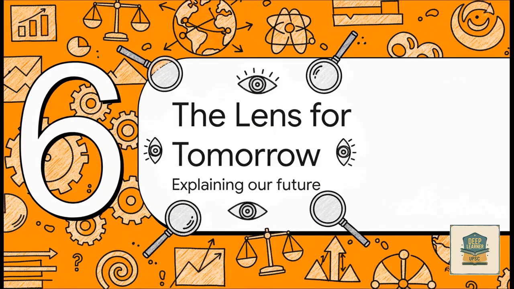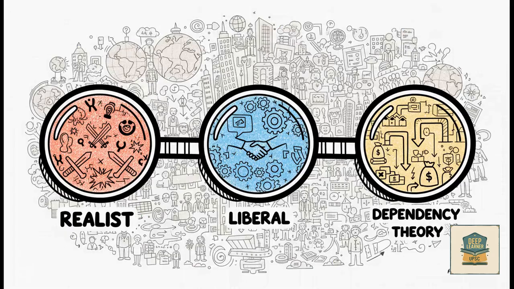Okay, so we've journeyed from the tiny gears inside a single state all the way to the complex, tangled web of the entire global system. We've seen all these competing models for how to make sense of it. So what's the bottom line? Well, the thing to remember is that these theories are more than just academic exercises. They're lenses. They're the lenses through which policymakers and all of us see the world. And the lens you choose fundamentally changes what you see.